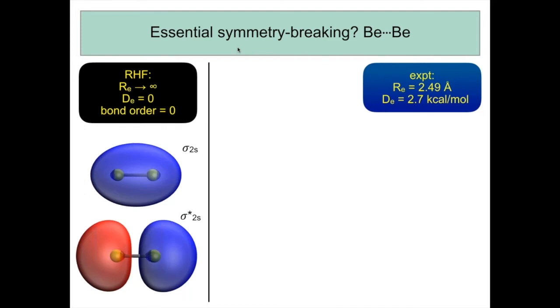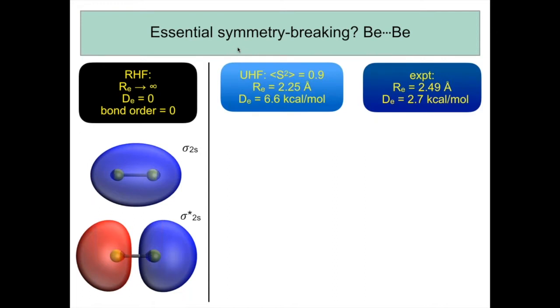However, it turns out that that restricted solution is unstable, and Q-Chem can detect that instability and follow it, and you find an unrestricted Hartree-Fock solution with an S² value that instead of being 0 is 0.9.